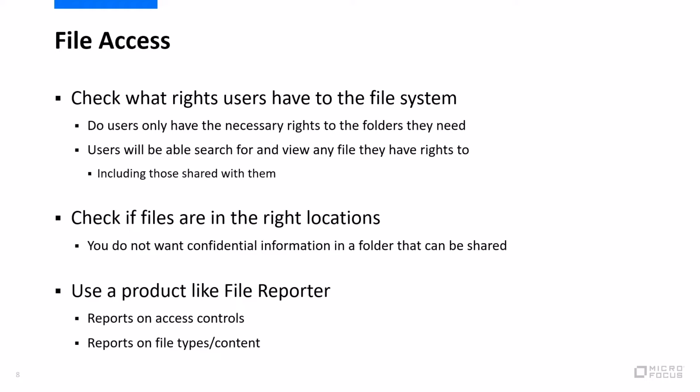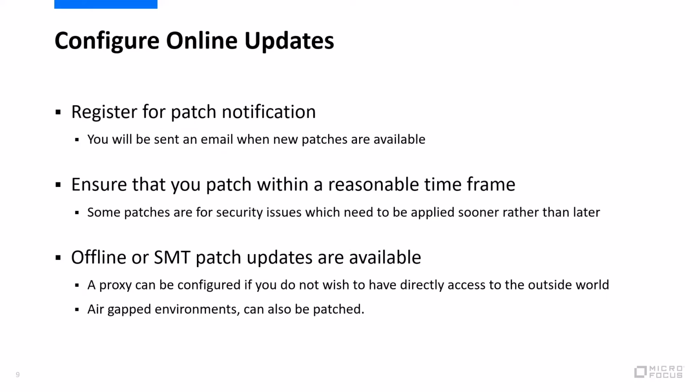Check files are in the right location. You don't want to have a file that has credit card information in, for instance, in a folder that people can share externally. You only want that to be able to be shared internally, or not at all maybe. We've got products like File Reporter that will report on this sort of information, tell you who's got the access control, what types you've got, what content you've got. Before you implement Filr, check that the information that you're exposing is actually what you want to expose.